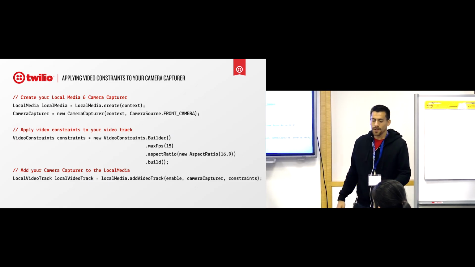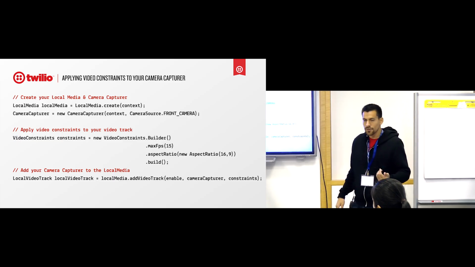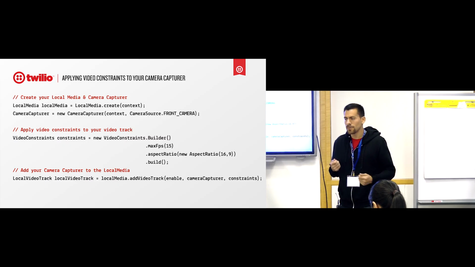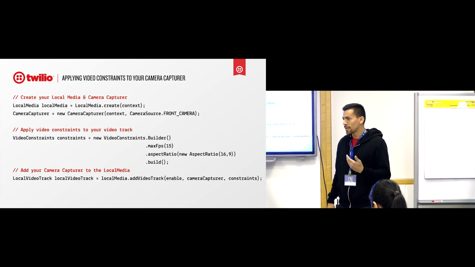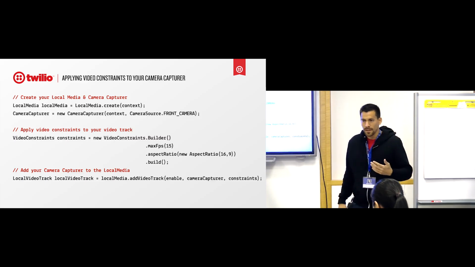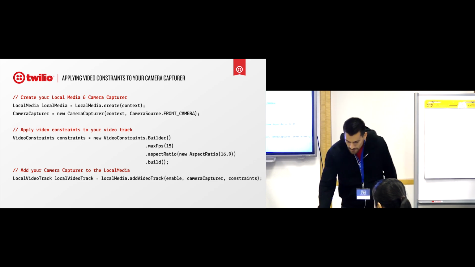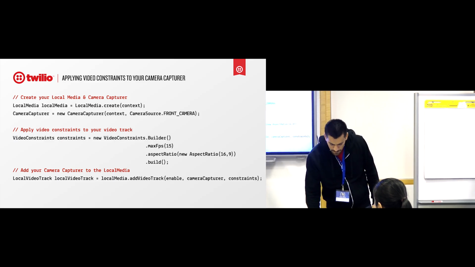What I just did there is I used a video constraints builder, and I specified an aspect ratio of 16:9. You can do a couple other things. You can constrain the number of frames per second that the capture is providing to the track. You can also specify various dimensions that you may want to use. So it's actually a pretty useful thing to do.